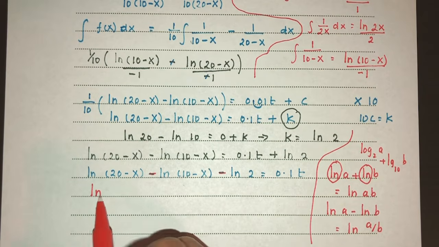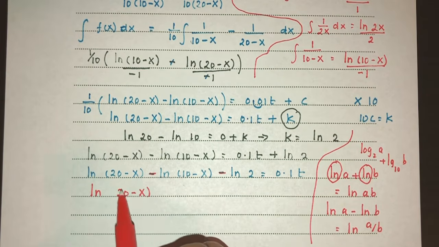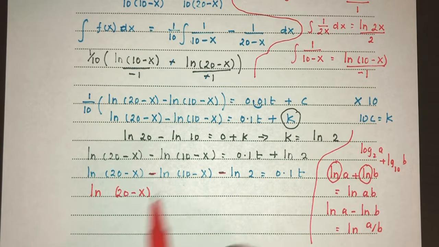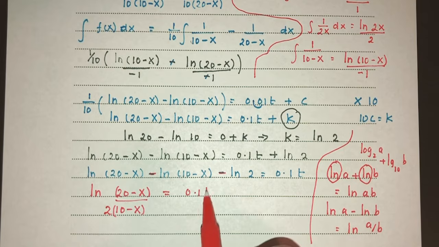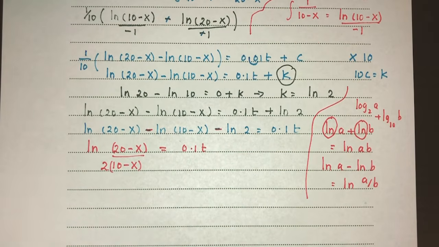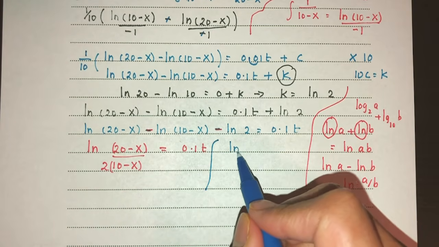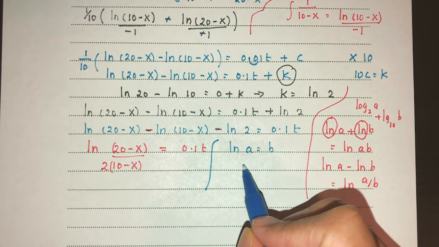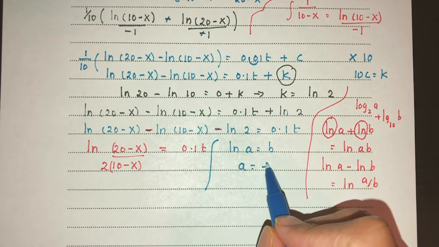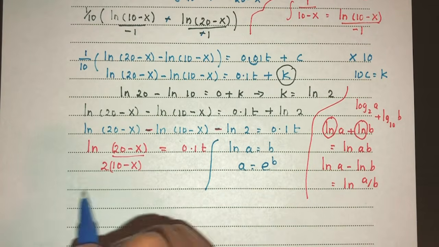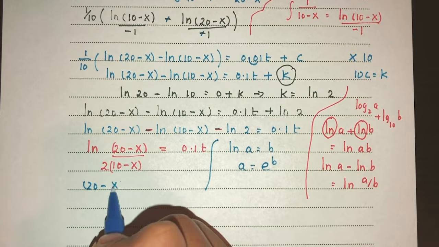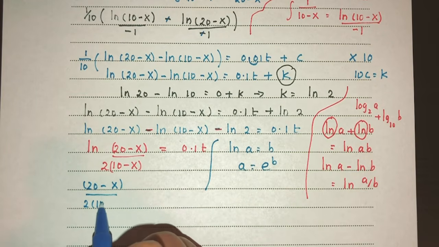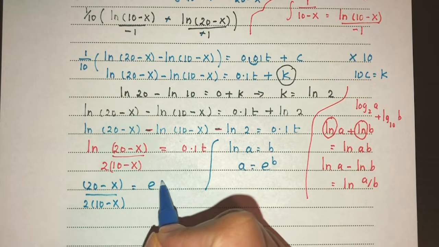Now we have ln of 20 minus x. Here we have minus, so we have to divide by this value, 10 minus x. And then here we have minus, we have to divide by this value, 2. This is equal to 0.1t. So now, also we have to send ln over here. As you have seen before, when you have ln of a is equal to b, to find the value of a, we send ln over the other side, and you will get exponential b. So same steps, you will have (20 minus x) over 2(10 minus x) is equal to exponential 0.1t.